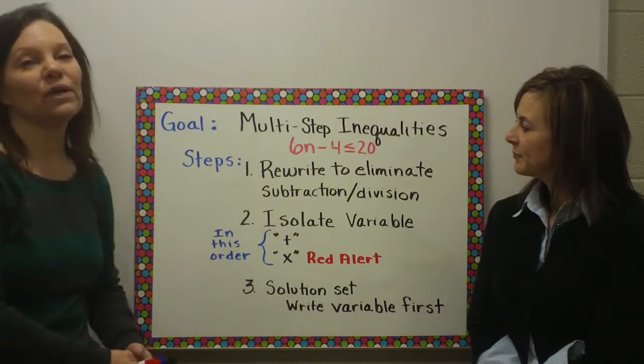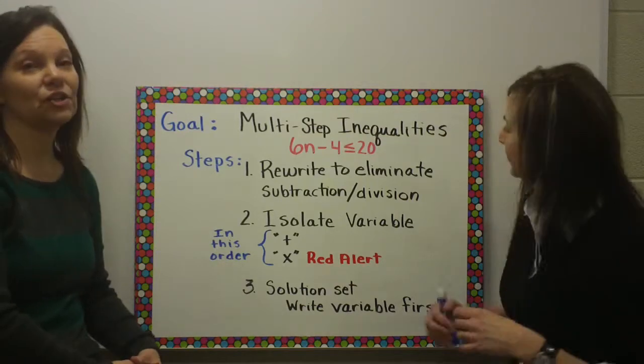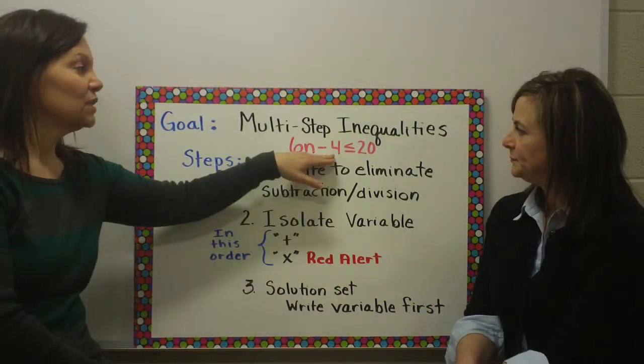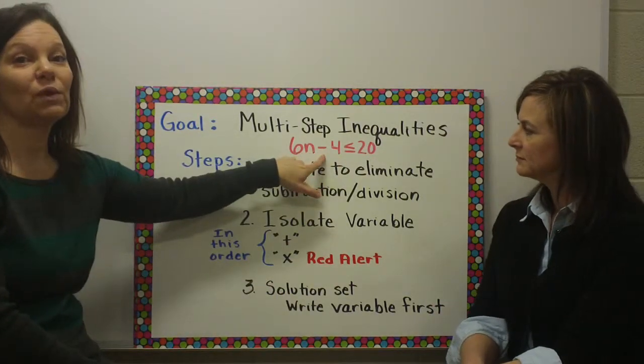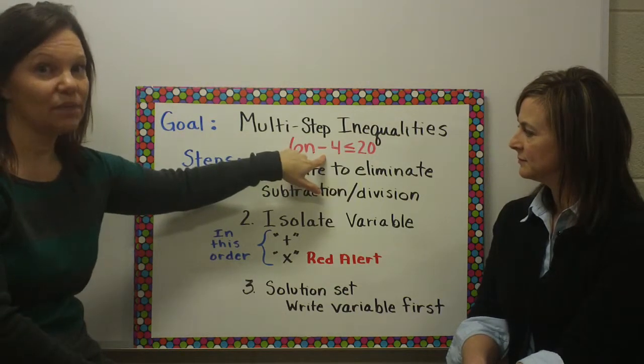Step number 1, we are going to be rewriting to eliminate subtraction or division. For example, in this problem we have subtraction, so we would rewrite using KFC: keep, flip, change to the opposite.